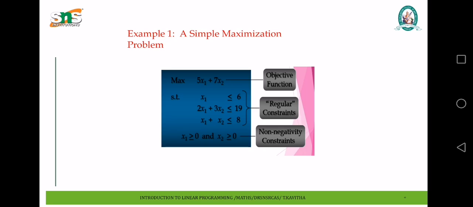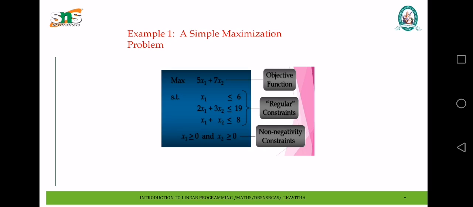Then constraints. Constraints means a set of linear inequalities or equations that limit the feasible solutions. Then the last one, the non-negativity restriction: the decision variables must be non-negative. That means x1, x2 ≥ 0. The mathematical formulation of LPP has the structure: objective function, then subject to constraints, then non-negativity condition.